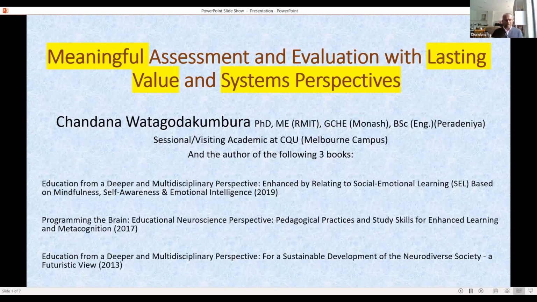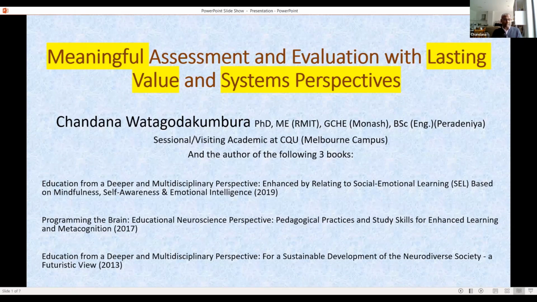There is a large amount of research I've linked in this publication, and my main approach was to integrate a number of different perspectives, essentially from the areas of educational neuroscience and neuroscience of learning. So the title: meaningful assessment and evaluation with lasting value and systems perspective. I highlight 3 points. First, meaningful: I'm trying to make assessment and evaluation more meaningful. Second, lasting value: how can we make our assessment have a lasting value, for anyone who is interested in these grades or marks, or even the learners, the students? And the third aspect is systems perspective.